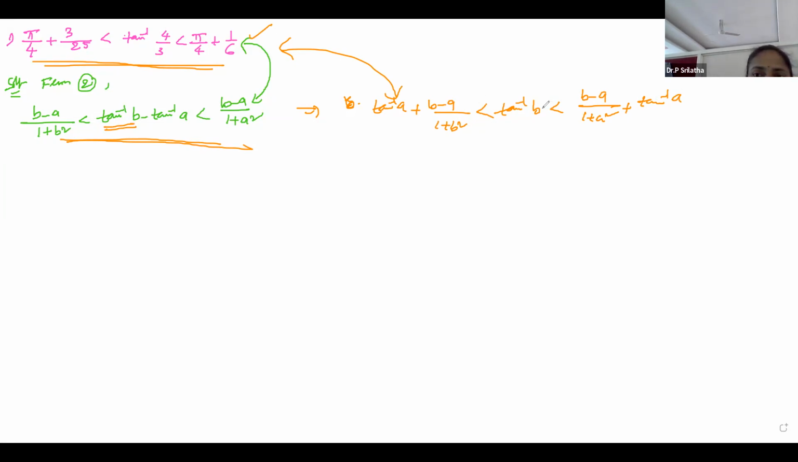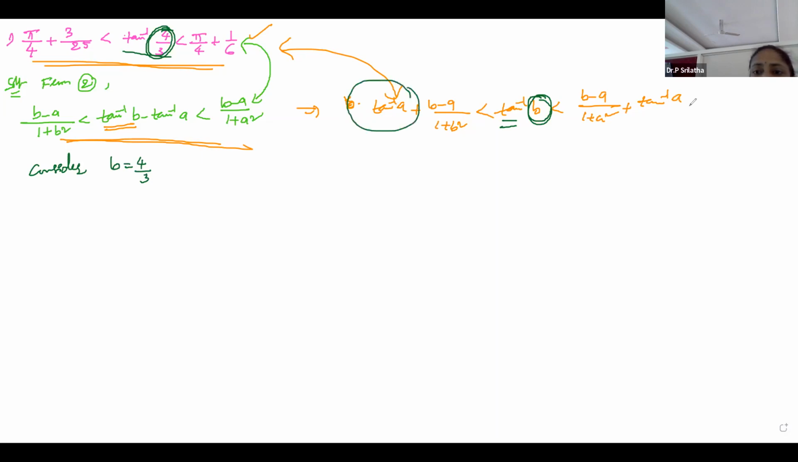Okay, so now tell me what is the B value? If you compare, in between we are having tan inverse B, right? So always the B value will be there in the middle. Let us assume B is the value in between. So B equal to 4 by 3. So what is the A value?